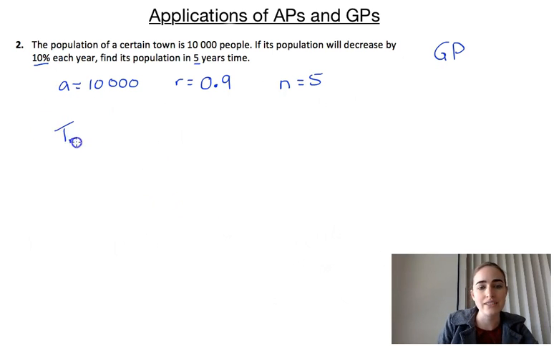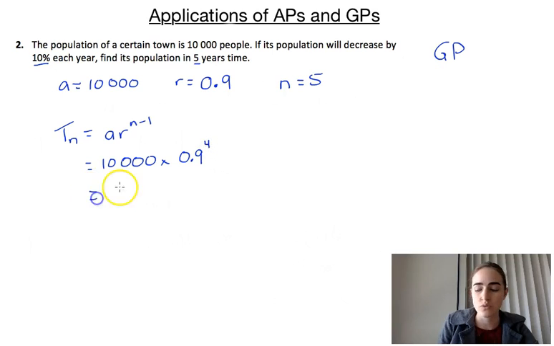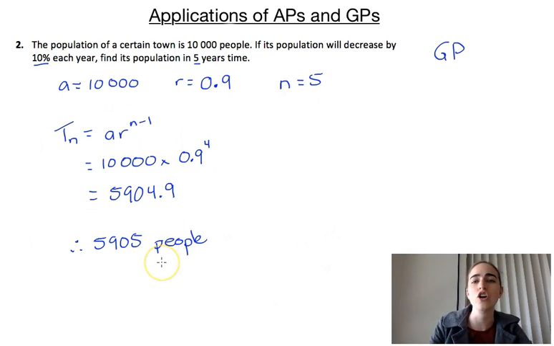So our formula for this is to find the nth term, we're going to have a × r^(n - 1). In our case, that's going to be 10,000 × 0.9^4, which will give us an answer of 5,904.9. But because we're talking about people, we'll write therefore 5,905 people in the town in that 5th year. So we're rounding to the nearest whole number because we're talking about people. So that's two examples of having a look at applications of APs and GPs to help you jog your memory.